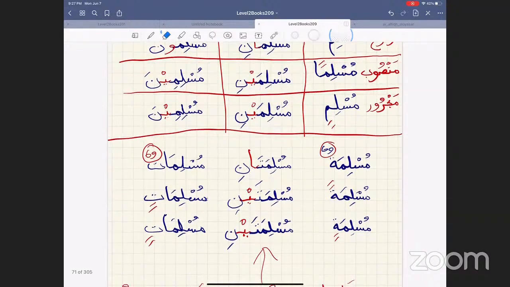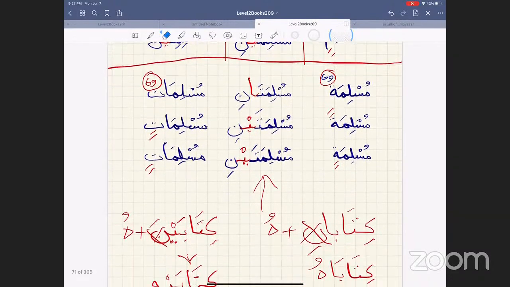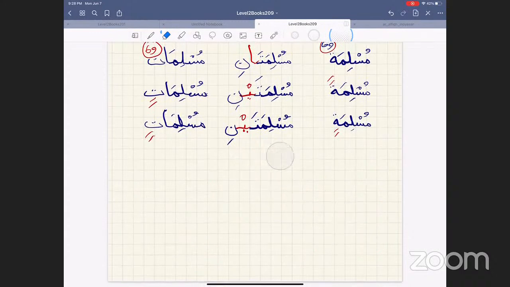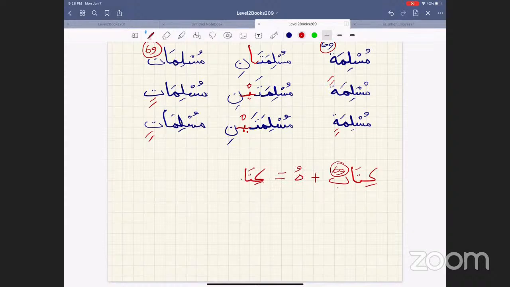All of that being said, we are talking about taking out the noon. Let me give you some examples of what we mean by taking out the noon. If we have a word like kitabun, it's one, it means a book. But if we wanted to say his book, we add a hu at the end, and the final result would be kitabuhu. His book.